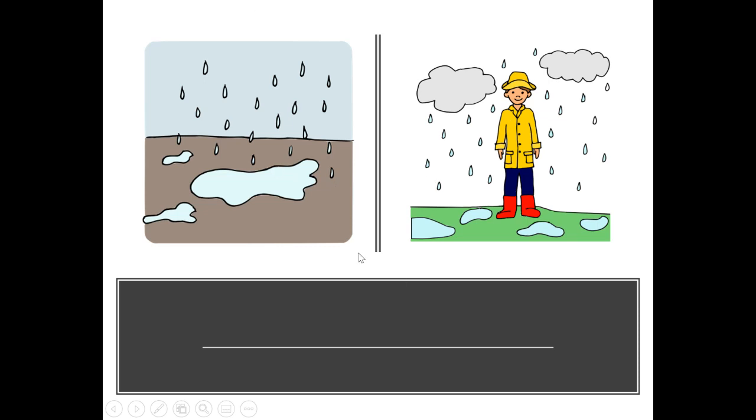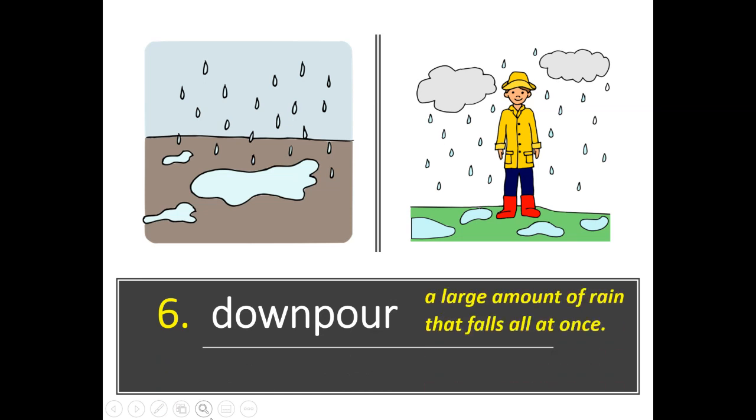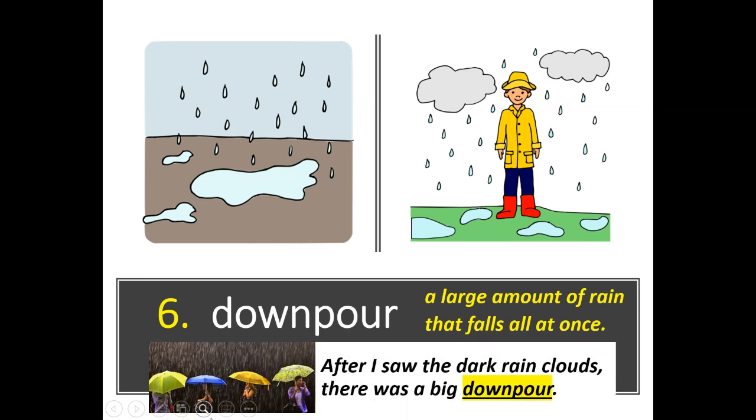So how are these two pictures the same or similar? I would say they both show rain or puddles. So what's the word? Oh, downpour. That's a compound word, downpour. What is a downpour? It's a large amount of rain that falls all at once. Downpour. It falls all at once. After I saw the dark rain clouds, there was a big downpour.